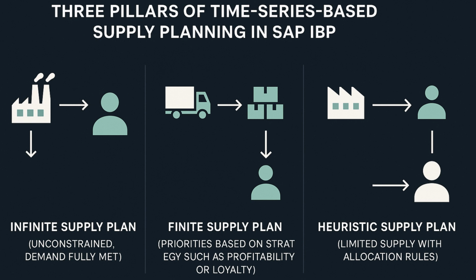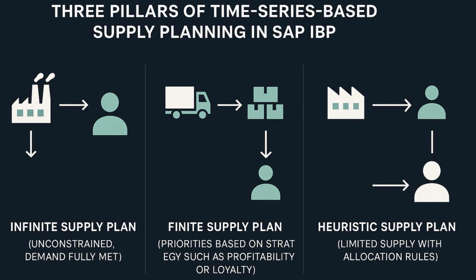The first pillar is what we call the infinite supply plan without shortages, often referred to as unconstrained supply plan. In this case, the system works under the assumption that whatever demand exists can be fully met by supply. In other words, there are no limitations. Supply will always align 100% with demand. Even if the forecasted demand appears unrealistic or overly optimistic, the system will still treat it as valid demand for the purpose of calculations. The idea here is to create a best case scenario.